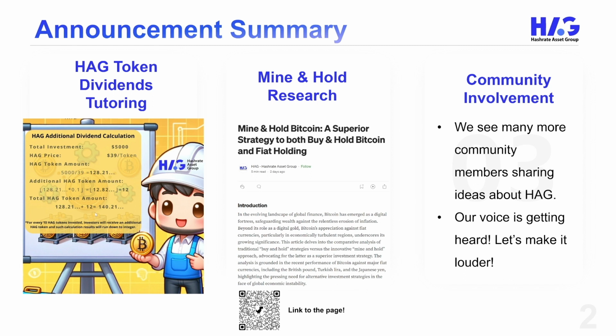Since our rule is for every 10 HHG tokens you invest, you will receive an additional HHG token, and such calculation result will be rounded down to an integer. So you can see in this part, 128.21 divided by 10, or times 0.1, rounded down to an integer, the result will be 12. So the total HHG that you could acquire in the first batch will be 128.21 plus these 12 HHG tokens as token dividends.